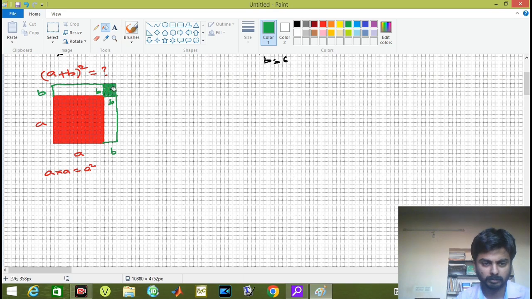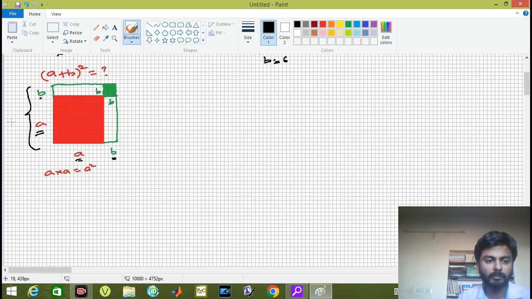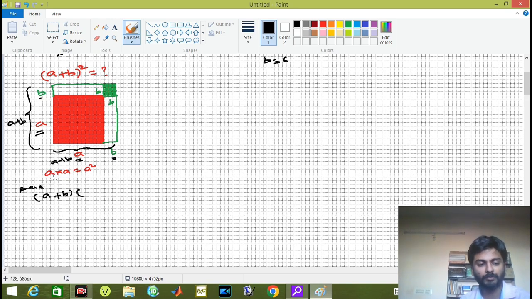See here, already we have the length A. Now we have added a new length B. Already we have breadth A, and we have added new breadth B. So the total distance on breadth is A plus B, and the total length will be A plus B. So these two will give you (A plus B) into (A plus B), that is length into breadth, that will be the area. Area of a rectangle equals L into B.